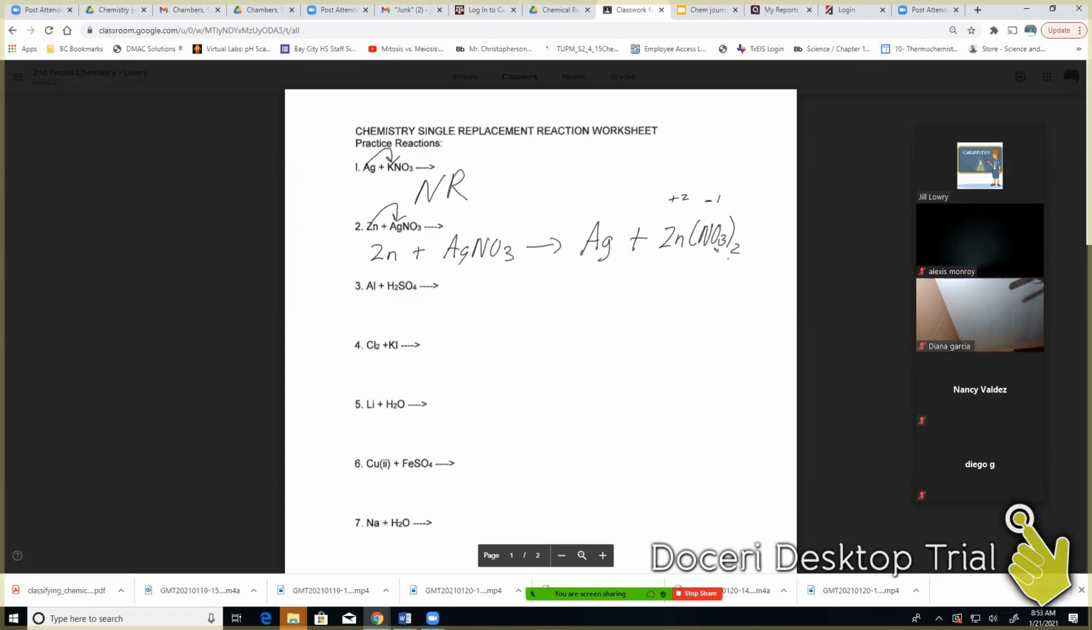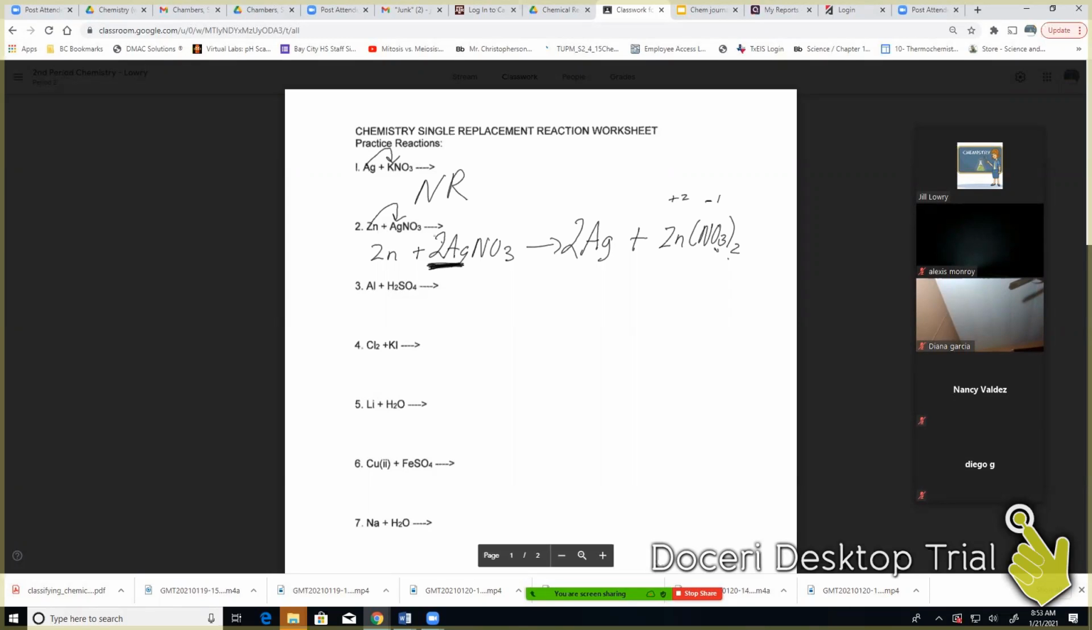3 times 2, I notice that I have 6 oxygen, so I'm going to put a 2 in front of here because that's the only place that I have my oxygen. Which makes me also need to come back and put a 2 in front of my what? On my product side. I have 2 silver here, so what am I going to have to do to correct that? Put a 2 in front of the Ag, right?